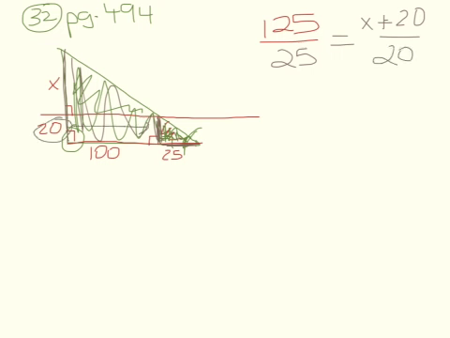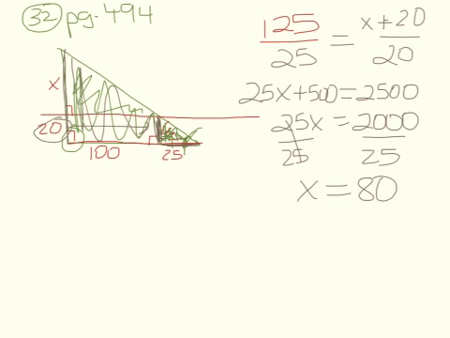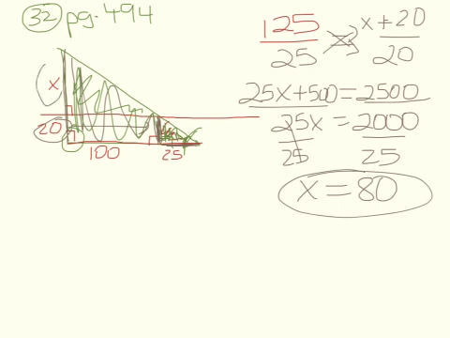So there's your proportion to set up and cross multiply. So cross multiplying 125 times 20 is 2500, and then 25 times x plus 20 is 25x plus 500. Subtract 500 and you get 2000, then divide by 25 and you get 80. So this distance right here is 80 meters.